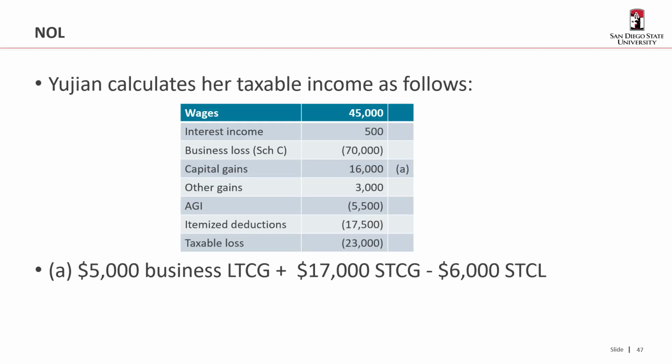All right, so let's first calculate her taxable income. So we take her wages of $45,000. We add the interest income. Then we deduct her business loss off her Schedule C of $70,000.